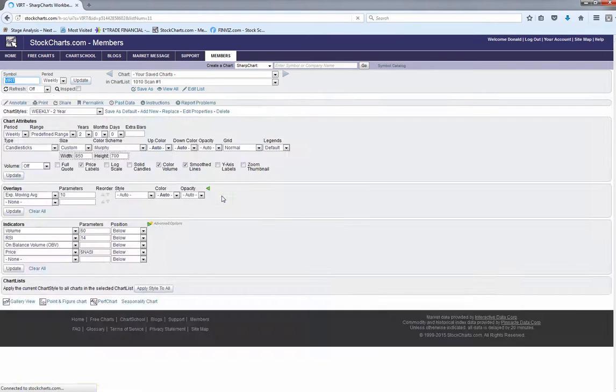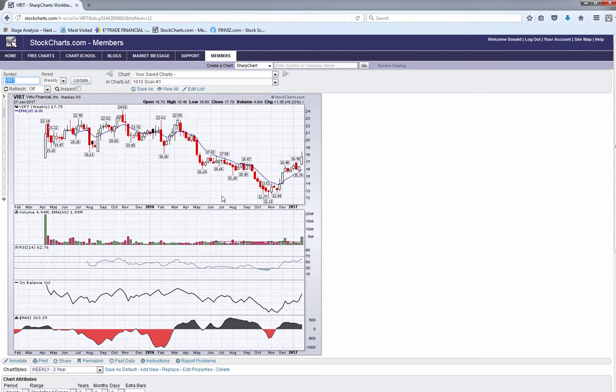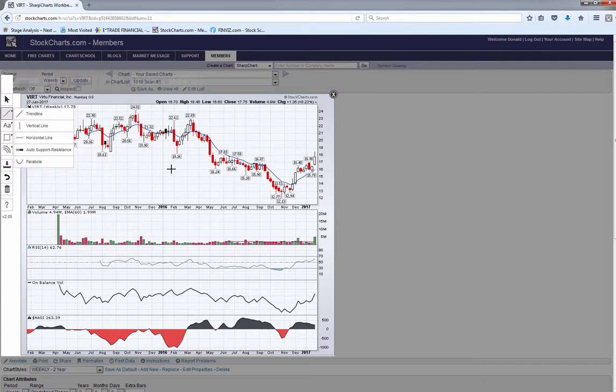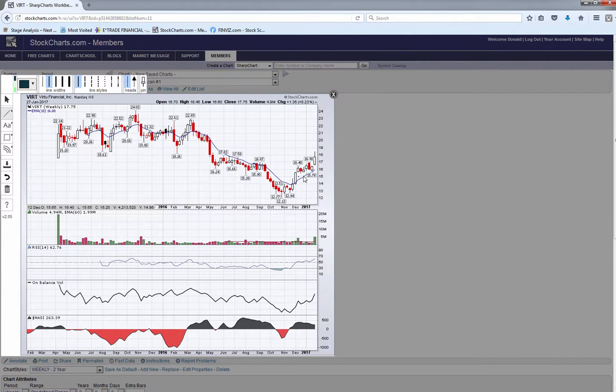Let's move to a weekly chart on VIRT. Each of these candle bodies is representing one week of trading. There are a couple things that I want to point out here. I like to see this on a weekly chart. See if you can see it here with me.